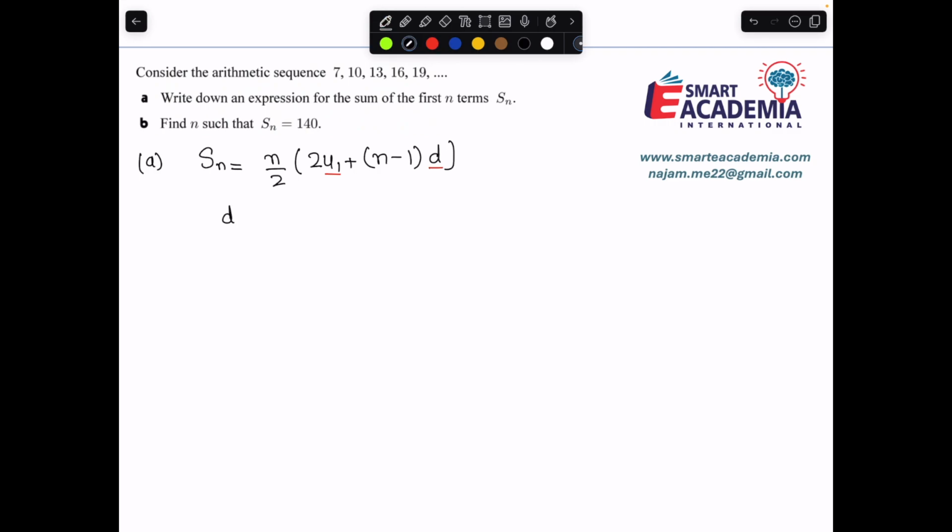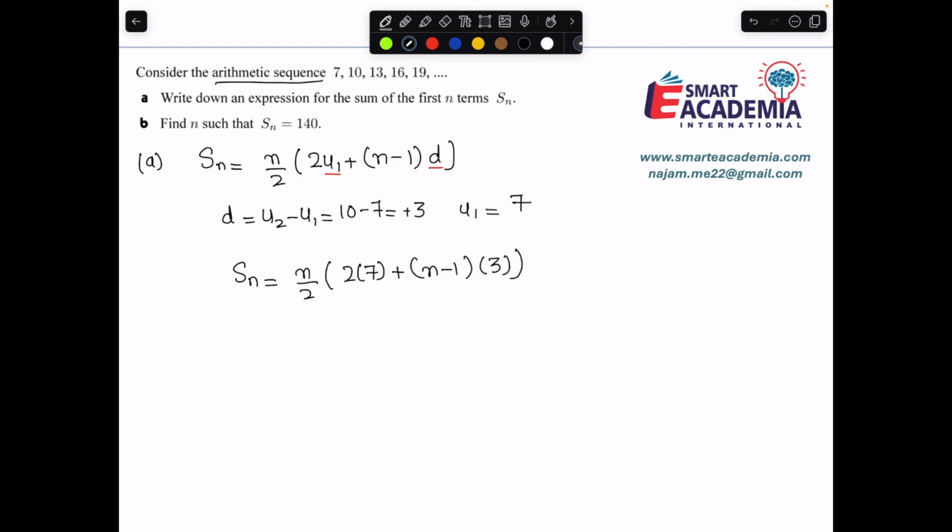So my first term clearly, in this case, is 7. And my common difference, as it's already said to be an arithmetic sequence, we don't need to check. So I can just subtract 2 consecutive terms. Let's say u2 minus u1, which is 10 minus 7, which is positive 3. And I just need to substitute it here. So s of n equals n over 2, 2 times 7, plus n minus 1 into d, which is 3. All I need to do is a bit of algebra, multiplying these two here. So my s of n will become n over 2, 7 times 2 is 14, plus 3n minus 3.